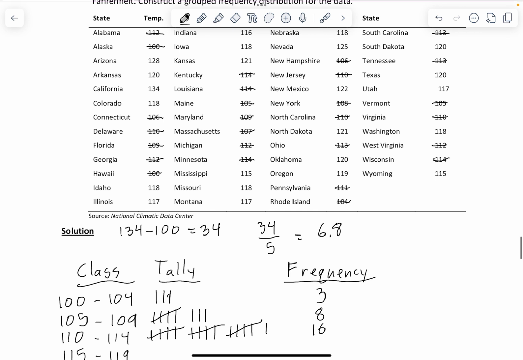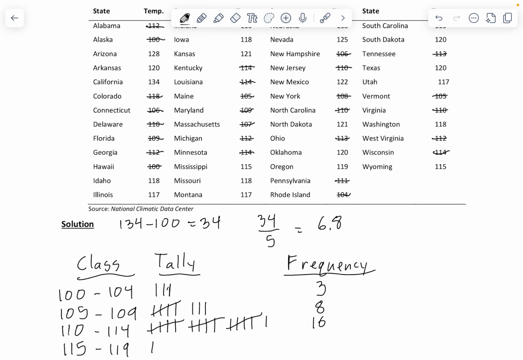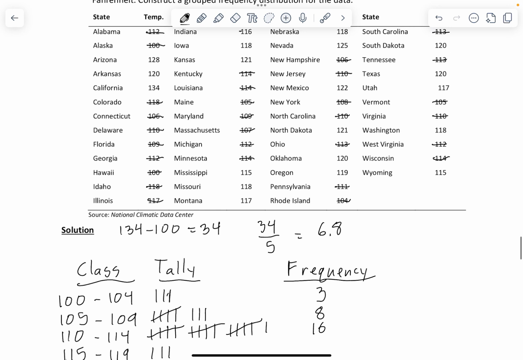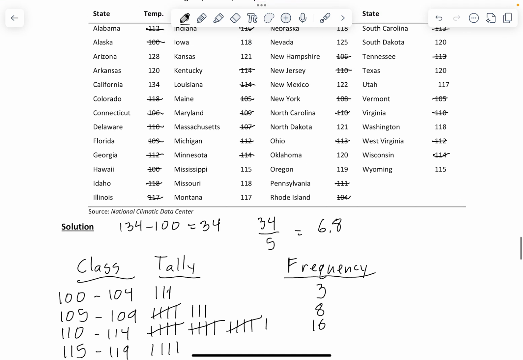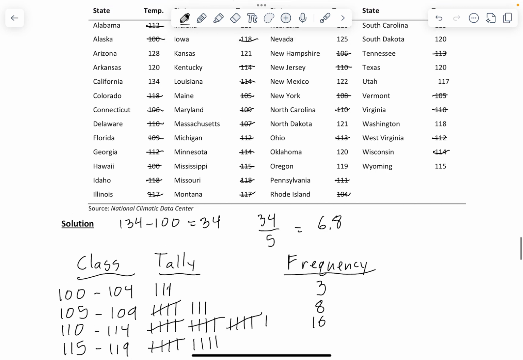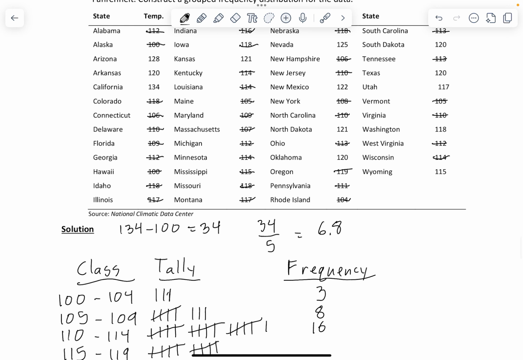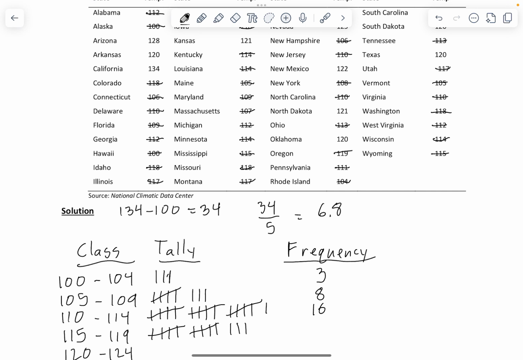Then we've got 115 to 119. Colorado, Idaho, Illinois, Indiana, Iowa. Mississippi, Missouri, Montana, Nebraska. What else do we got? Oregon, and it looks like Utah, Washington, Wyoming. Is that it? 5, 10, 13. Looks like that's 13 there.